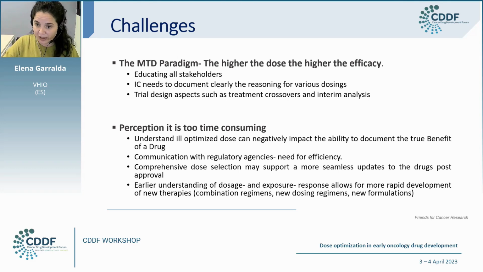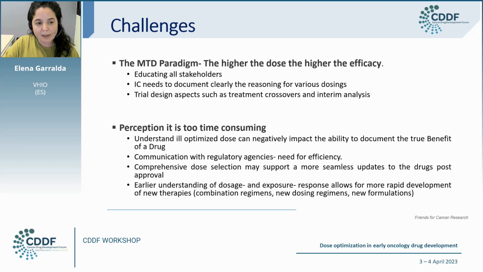Also, the informed consent is necessary. This needs to be reflected in the informed consent. The informed consent to the patient should really document clearly the reasoning for various dosing. And we need to have trial design considerations, such as crossovers and interim analysis, that protect patients from this.